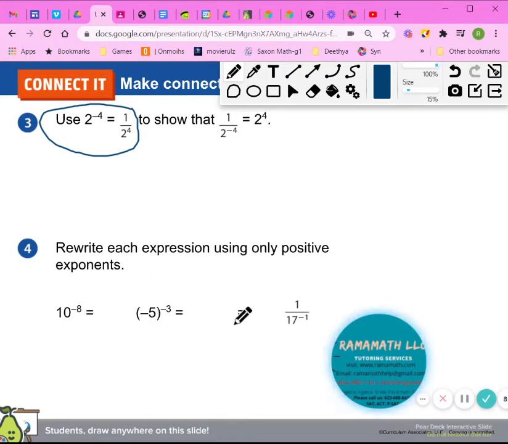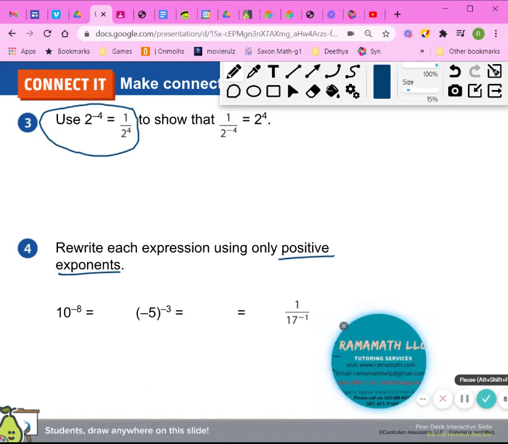Okay, so use this one. I want you guys to write it down. I'm going to see who's writing, so that way I can add the points for you guys. So go ahead and write down this one as positive exponents. That means we don't want to see a negative exponent. We want to make it positive exponents. Go ahead and try that one right now.